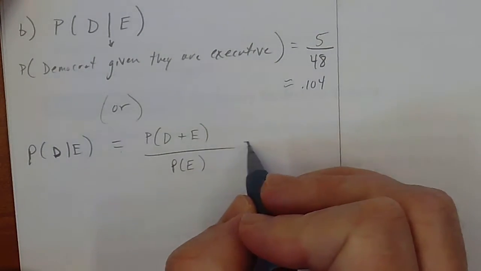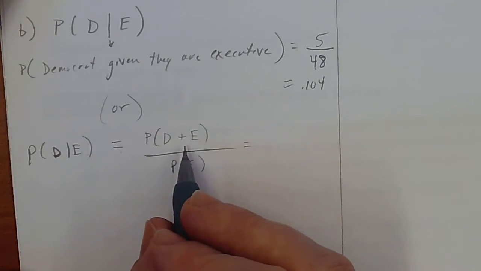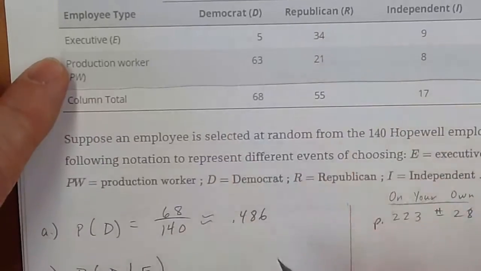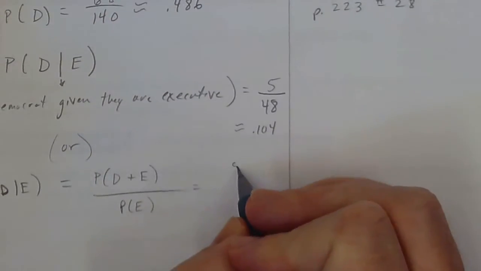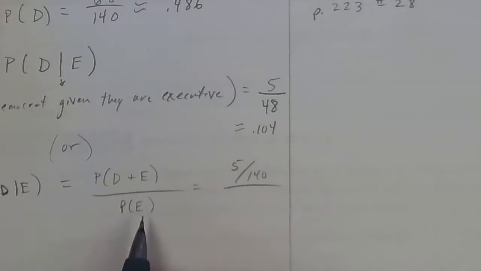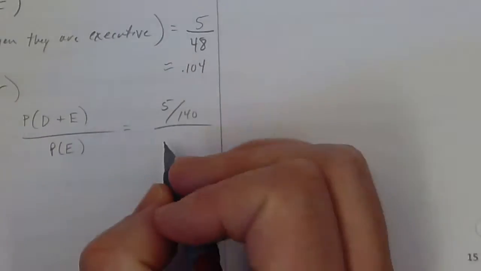Okay? So I've got to find those probabilities and divide them. What's the probability, if I randomly select somebody from this table, that they're a Democrat and an executive? That's 5 out of 140. So this is 5 out of 140 on top. And on the bottom, what's the probability of them being just an executive? That's 48 out of 140.